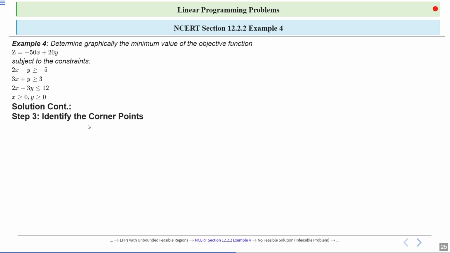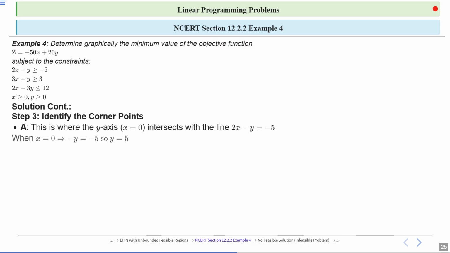So step 3 is to identify the corner points. The point A is where the y-axis, that is x equals 0, intersects with the line 2x minus y equals minus 5. When x equals 0, substitute 0 for x, which gives minus y equals minus 5. So y equals 5. Therefore the point A is (0, 5).